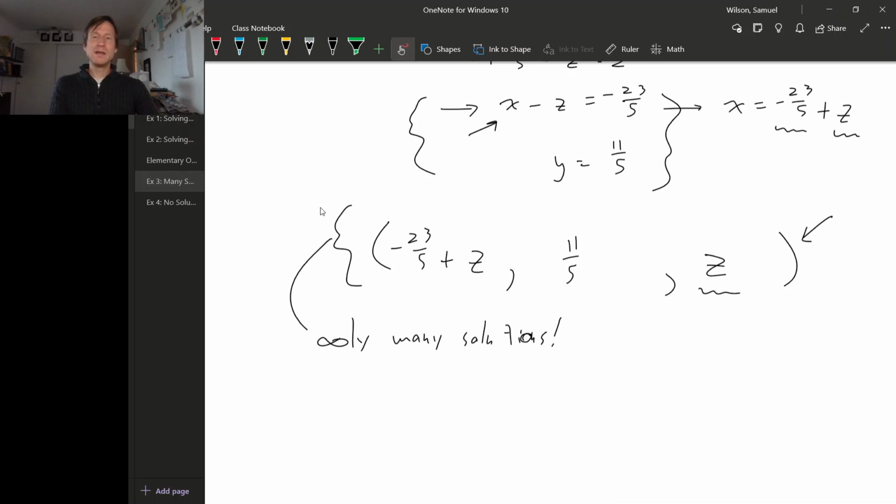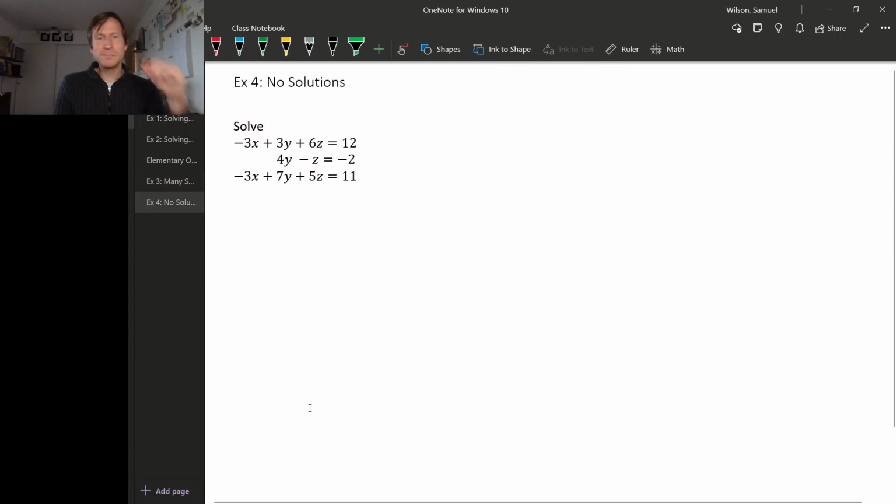All right, so if you do get infinitely many solutions to a system of equations, after you back substitute, you get a parametrization of your whole collection of solutions. Let's look at one more system of equations. How about this one?